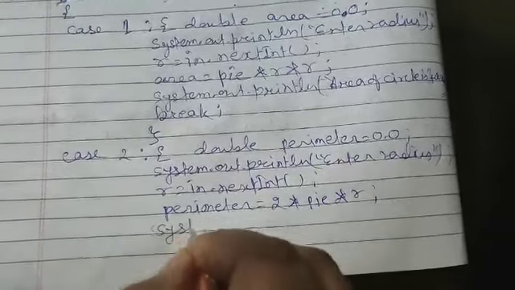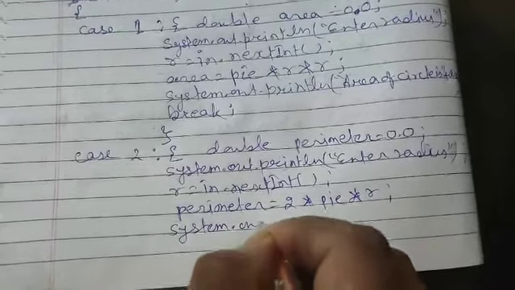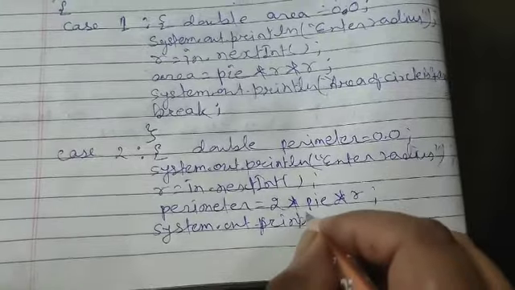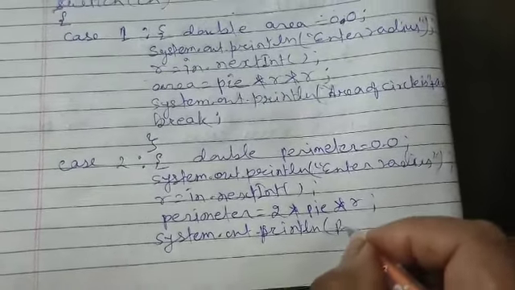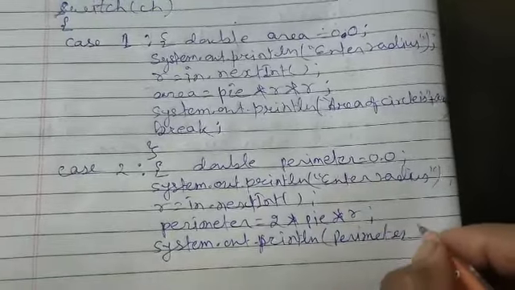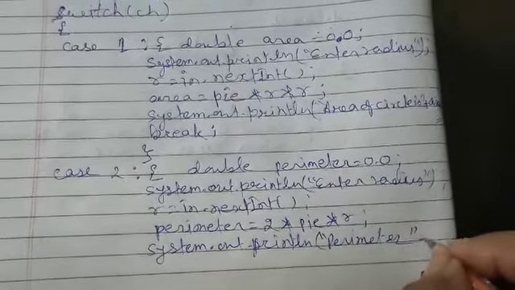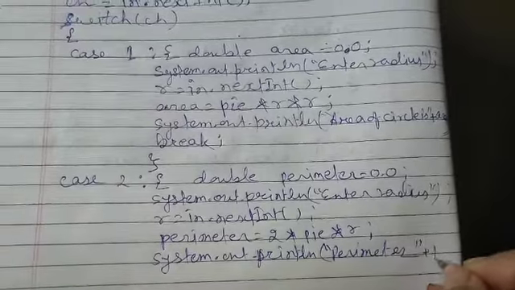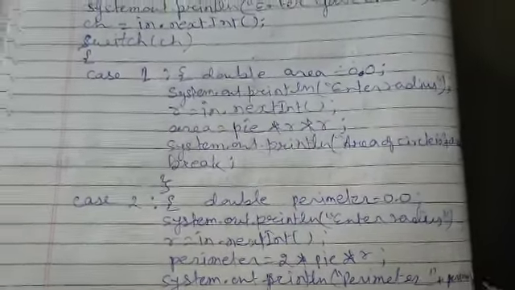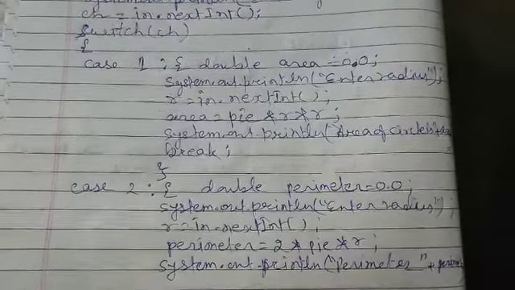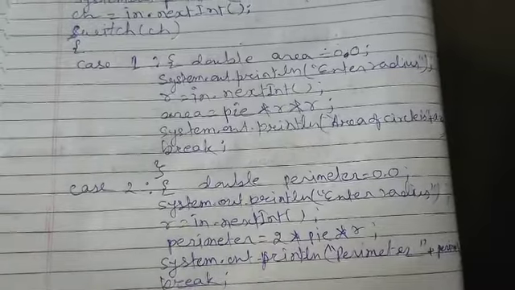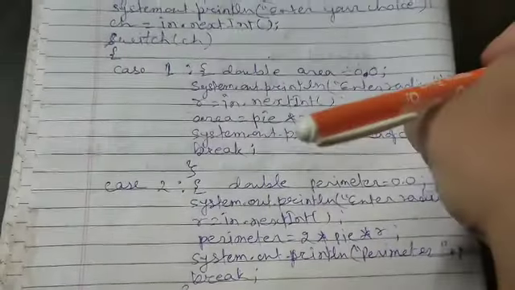Now I will print System.out.println perimeter is. You can write perimeter of circle is, but I am writing perimeter is because space is not available here. So I have written perimeter is perimeter. Whatever variable I have used over there, that variable only I am going to write here. So it is break, and now I am going to close this bracket.